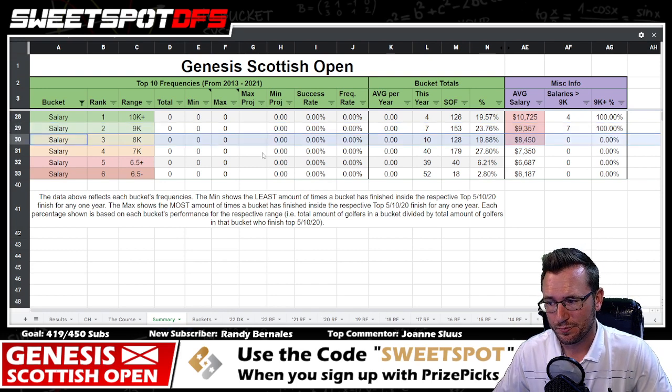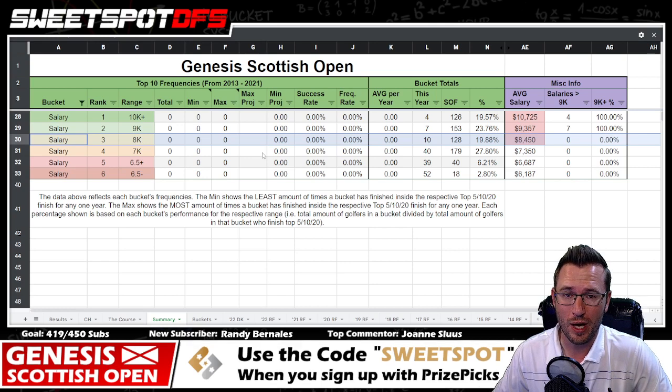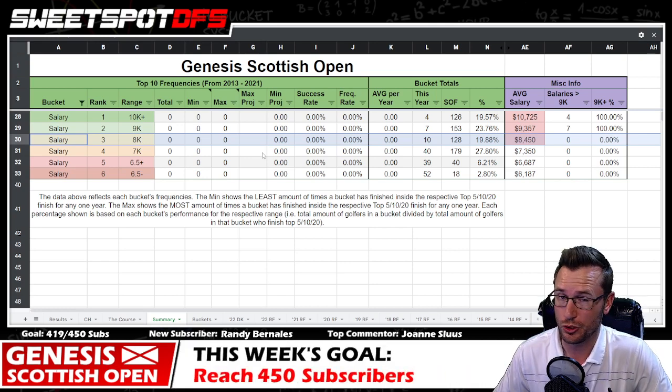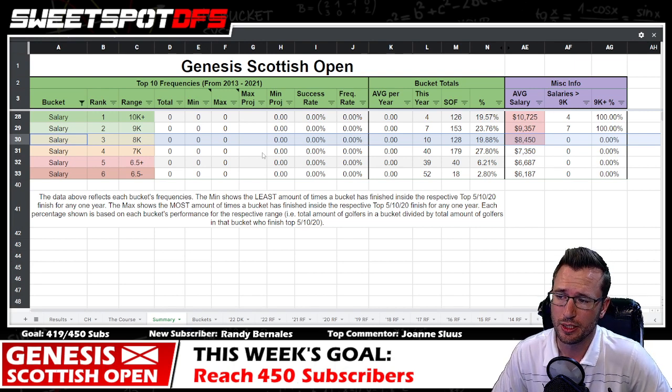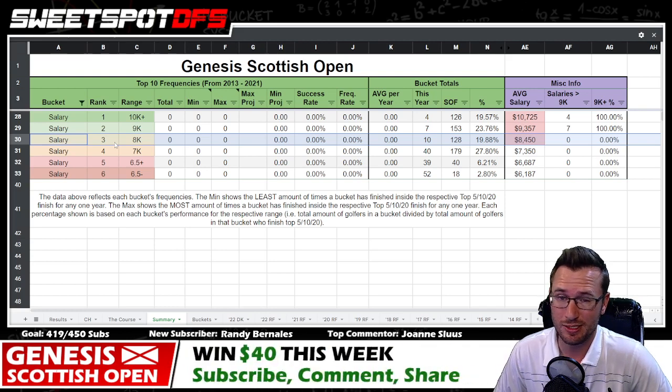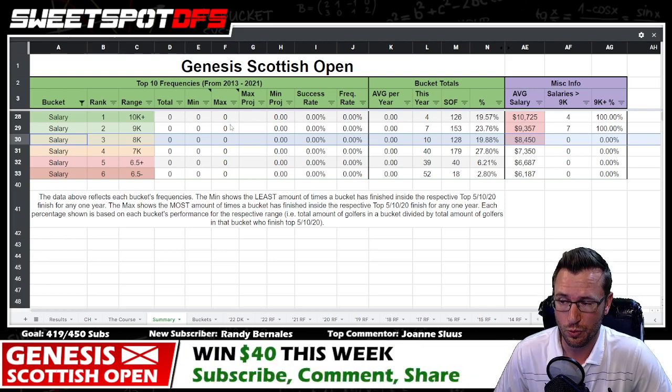8Ks, strength of field wise, it's pretty decent. We have 10 golfers, and in the 8K range you normally see somewhere between 9 to 11. We see 10, so right in the middle. 128 points goes to strength of field. That's 20% of the strength of field points. That's pretty good. So seeing 0 to 2 golfers in this bucket is pretty reasonable.